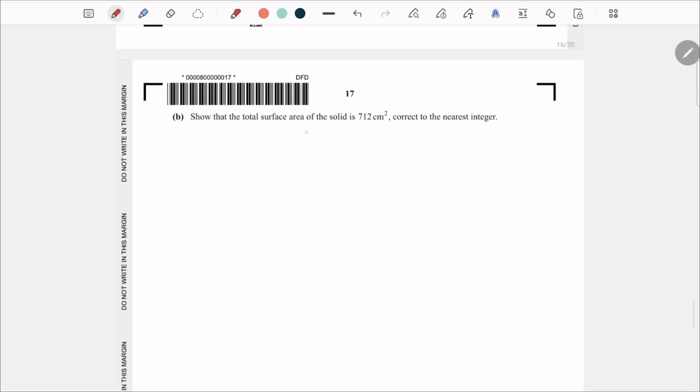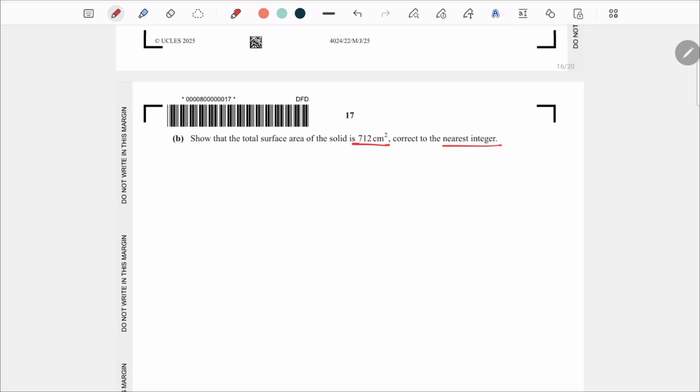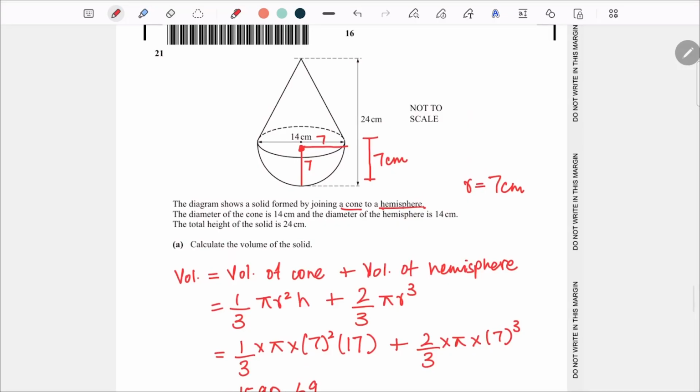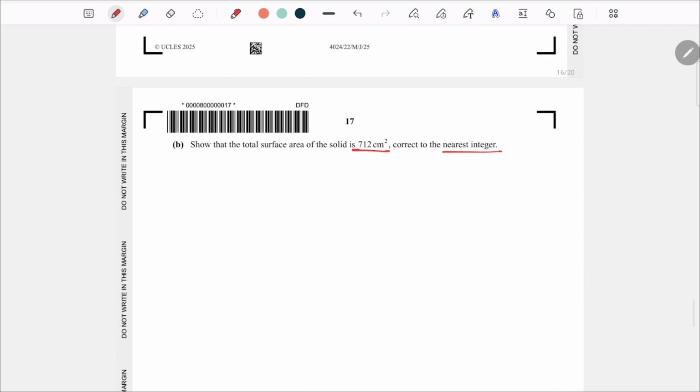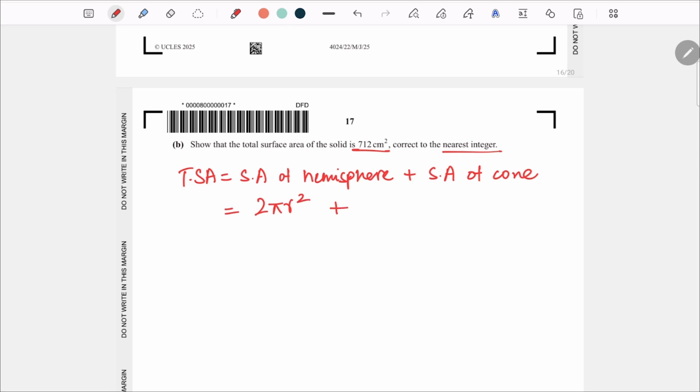Part B, show that the total surface area of the solid is 712 centimeters square, correct to the nearest integer. So when we look at the diagram, in order to find the total surface area, we'll have to add the surface area of the hemisphere and the surface area of the cone. So total surface area is equal to surface area of hemisphere plus surface area of the cone. Surface area of the hemisphere is 2 pi r square plus surface area of the cone is pi r l.